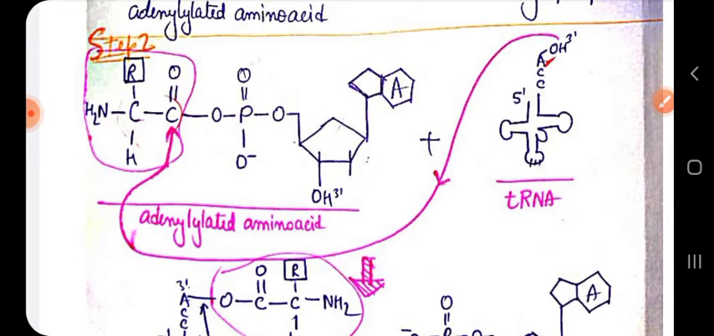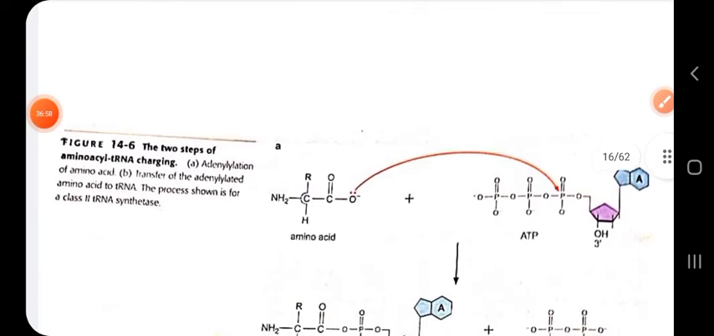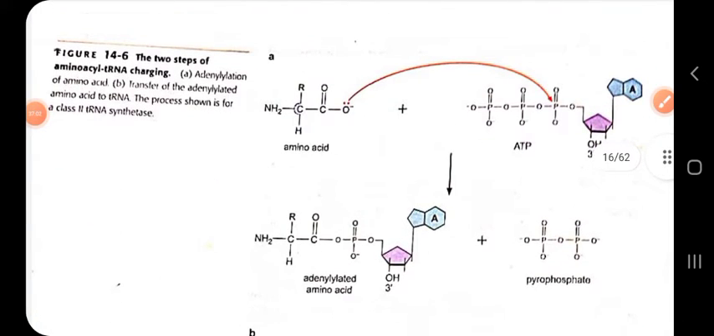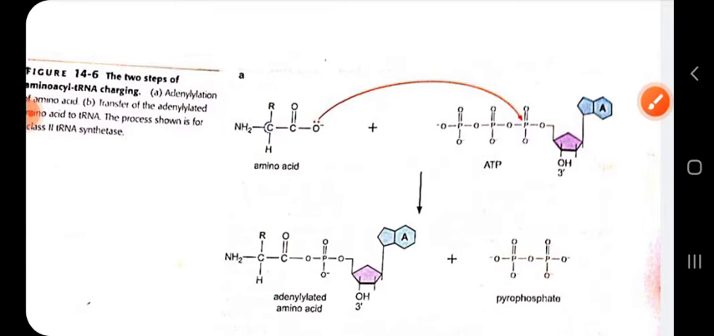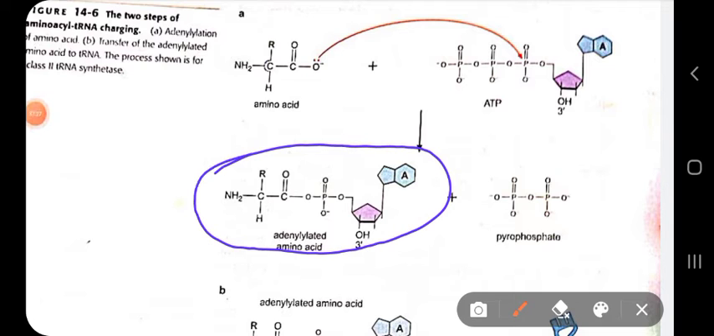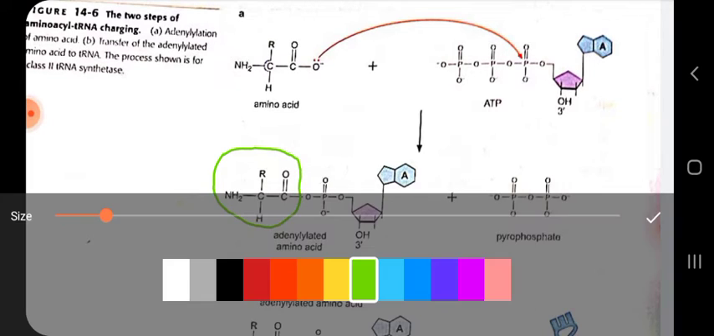So just look through the steps that I have described. This is the reaction that you can see. This is the book that I have followed here. The same diagram I have drawn in the previous pages. The amino acid reacts with ATP with the release of pyrophosphate, and it forms the adenylated amino acid. That means the amino acid is now attached with the AMP molecule. So if this is the amino acid, this is your AMP molecule.